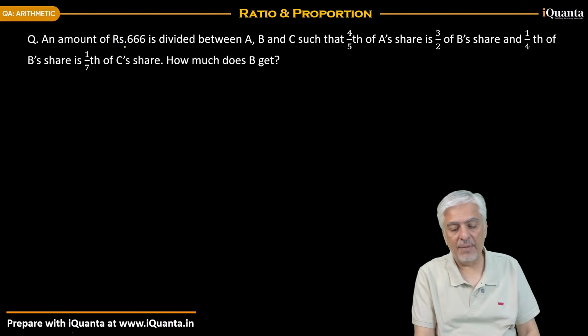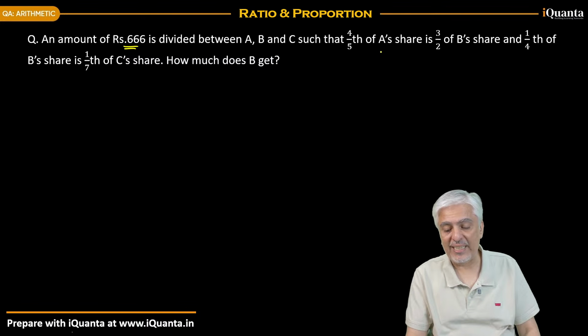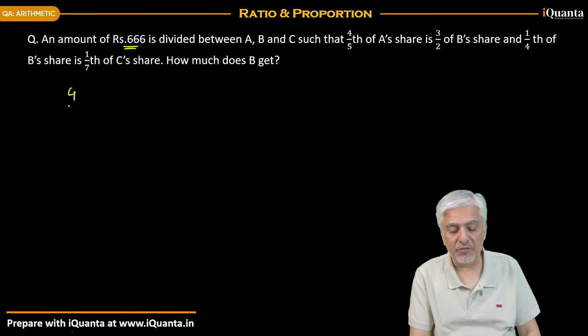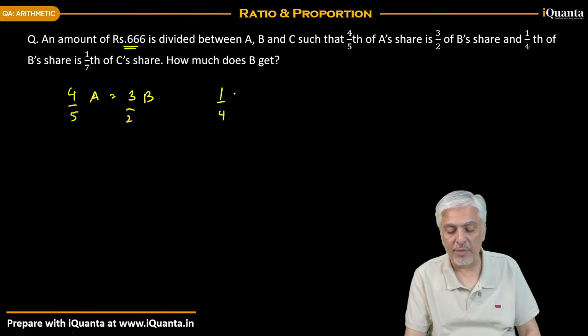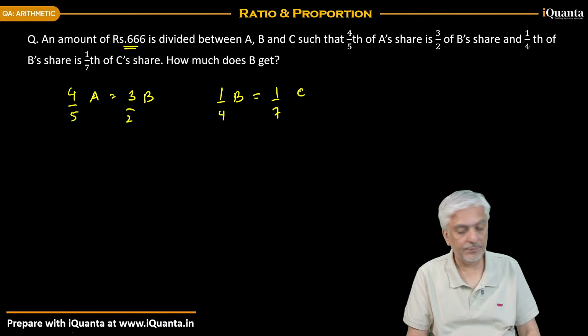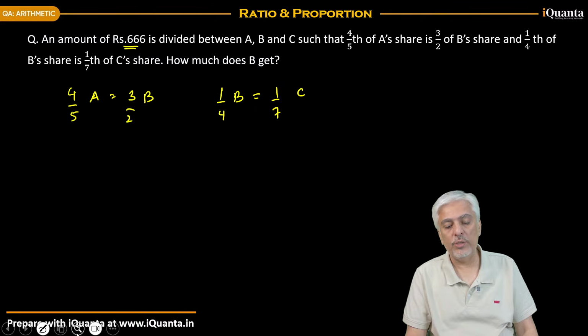Or these amounts we will see later. Let's write what they have said. 4/5 of A's share is 3/2 of B, and 1/4 of B is 1/7 of C. How will we do this? Do this like first two separate questions.